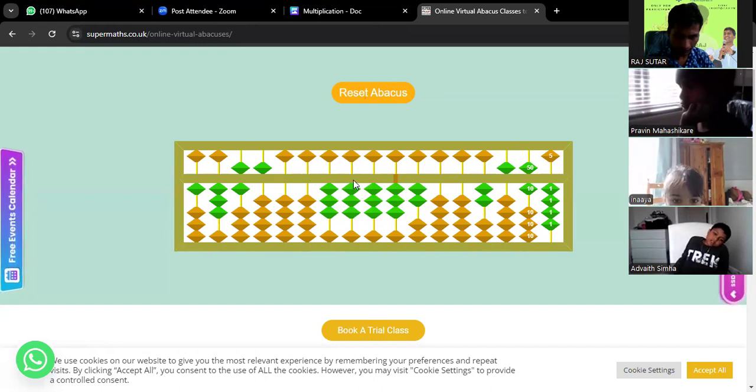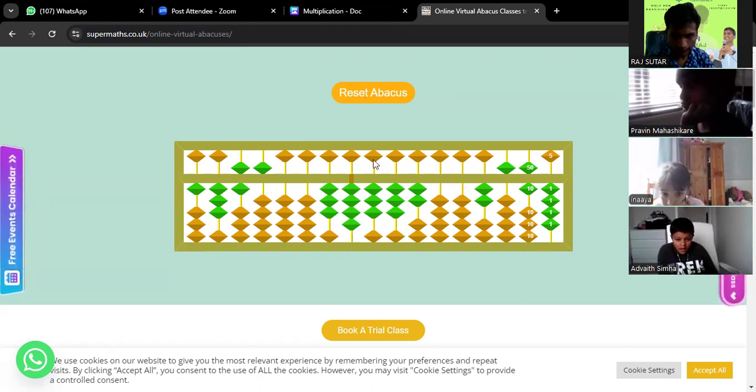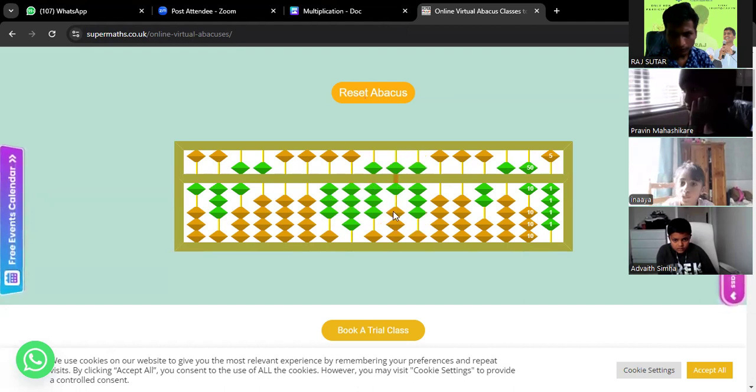Then 6. This 6 we will start writing from this rod. Yeah. 8, 7, 6. So 6 multiplied by 2 is 12. So 1 and 2 over here. Okay. Then 6 multiplied by 5 is 30. So 1, 2, 3 and 0 over here. Then 6 multiplied by 6 is 36. So 30 and 6 over here. Then 6 multiplied by 4 is 24. So 20 over here and 4 over here. 24 is done. Okay.